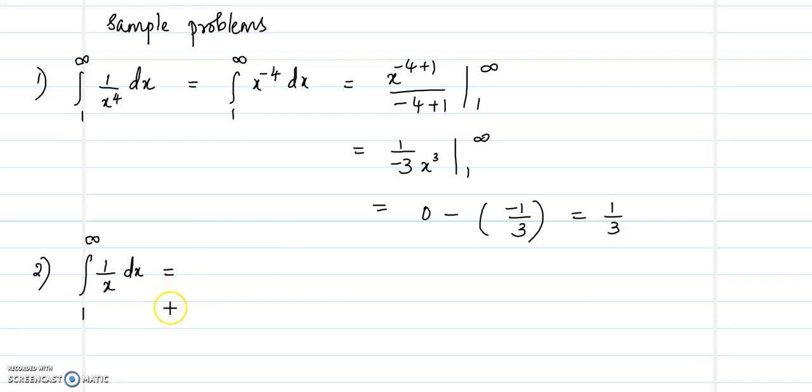Second one we need to solve the integral from 1 to infinity of 1 by x dx. The antiderivative of 1 by x will be log x. So we'll apply the limit from 1 to infinity. So this will be log infinity minus log 1. Log 1 is 0 and log infinity will be infinity. So therefore the integral value will be equal to infinity.